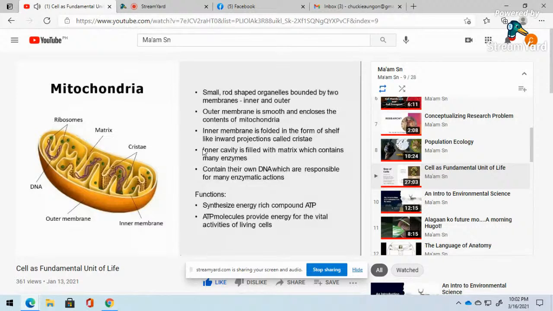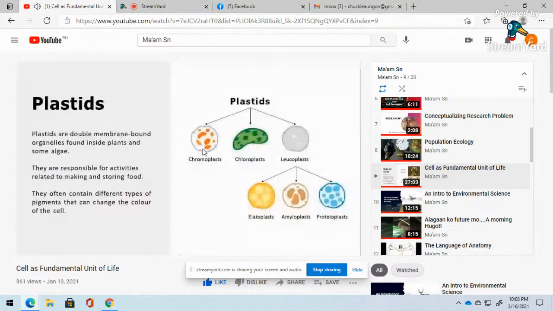The function of the mitochondria is to synthesize an energy-rich compound known as ATP, where ATP stands for adenosine triphosphate. These ATP molecules provide energy for the vital activities of living cells. Plastids. Plastids are double-membrane-bound organelles found inside plants and some algae.